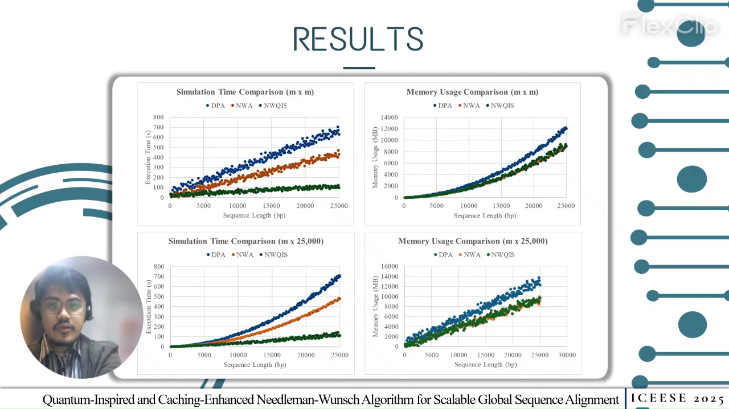The lower right figure shows that memory usage rises linearly for all algorithms as sequence length grows. NWQIS demonstrates memory efficiency comparable to NWA and outperforms DPA, particularly at longer lengths. DPA also displays higher memory variability, likely due to its dynamic programming structure. The upper right figure further confirms that DPA consumes the most memory for sequences of the same length, whereas NWQIS and NWA maintain a relatively stable footprint after an initial rise. These trends highlight NWQIS as both computationally efficient and memory conscious, making it well suited for large-scale bioinformatics applications.